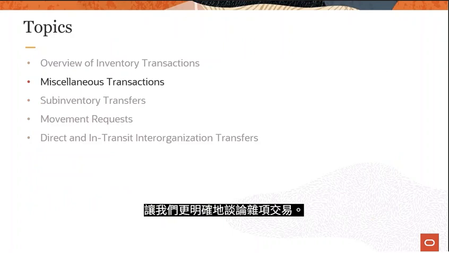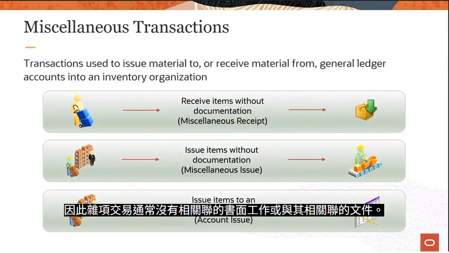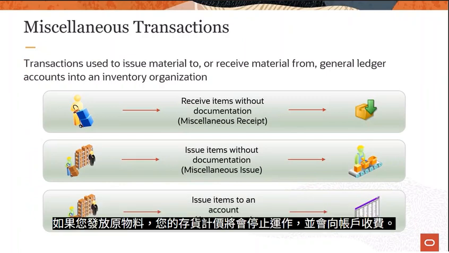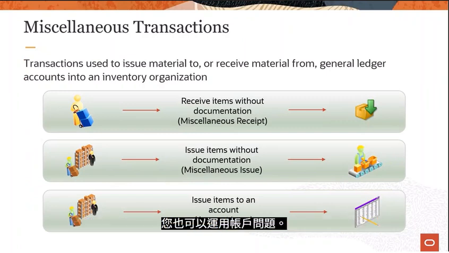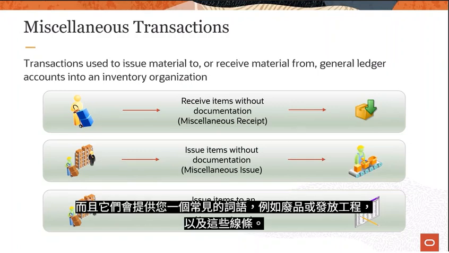So let's talk more specifically about a miscellaneous transaction. A miscellaneous can have a lot of paperwork or documentation associated to it. The miscellaneous receipt, the material is coming into stock, and your inventory valuation will go up, and it will be charged against it. If you issue material, your inventory valuation will go down, and the account will be charged. You can also leverage the account issue. Those are generally set up on the selling side of the house, and they give you a common phrase like scrap or issue to engineering, something along those lines.